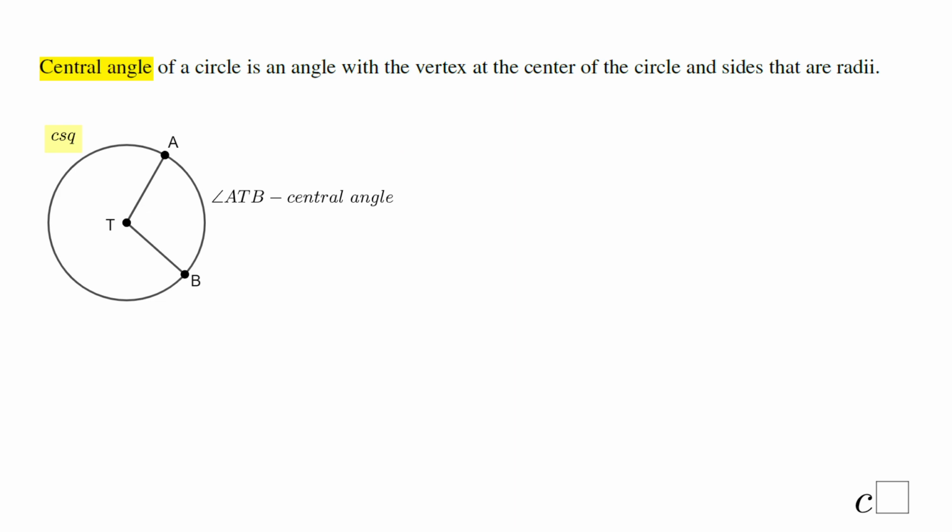In this lesson we will talk about central angles and the arcs that go with central angles. First of all, let's see what a central angle is. It's this angle, you see it here in this picture, an angle that has the vertex right here where the center of the circle is. This angle is called ATB or TBA, either way is good.